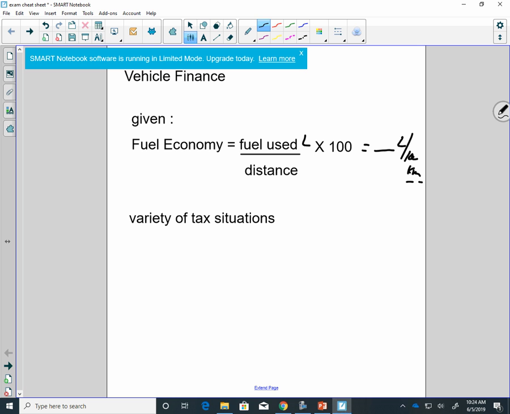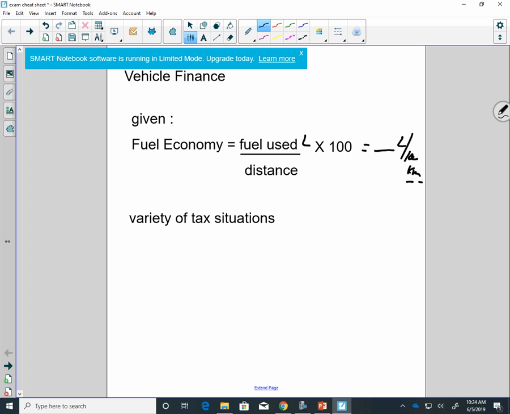And then there's a variety of tax situations as well. They give you, and I gave you guys this, taxes on vehicle purchases. So they say PST and GST, PST on buying new, GST on buying new. They tell you when to apply that certain tax. So that's on the sheet as well.